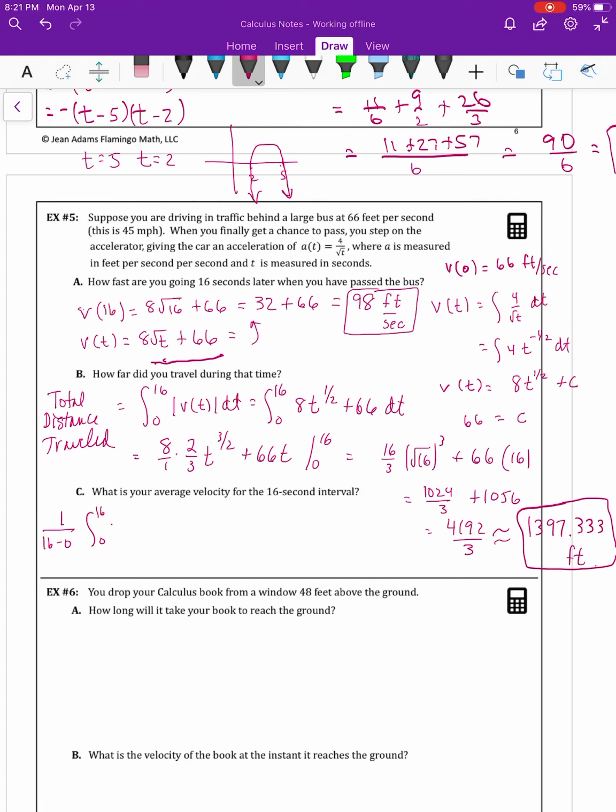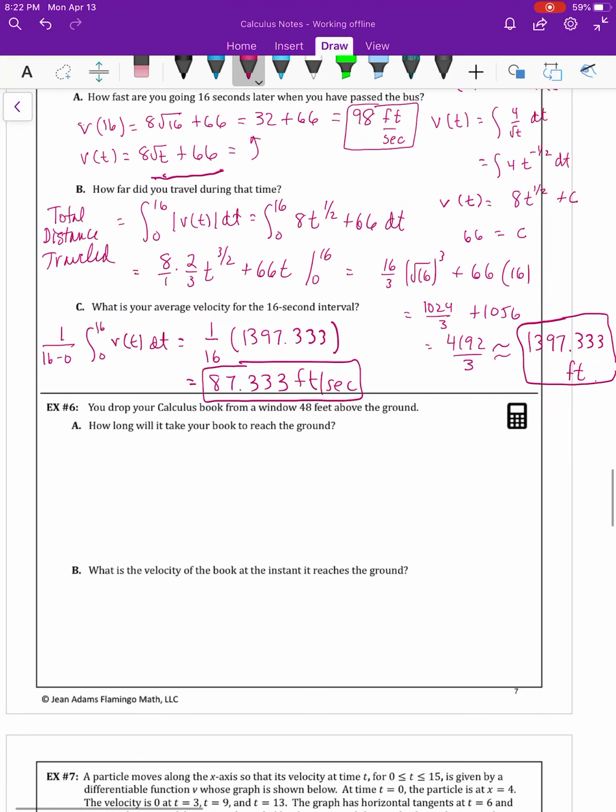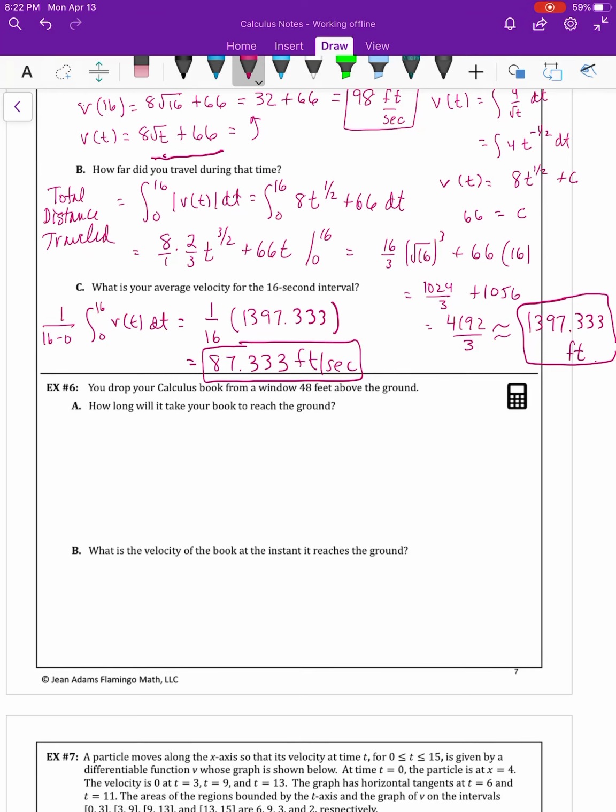What is your average velocity for the 16-second interval? Remember, average is 1 over 16 minus 0 times the integral from 0 to 16 of v of t dt. And so I'm really just looking at 1/16 times that 1,397.333. And so it's going to be about 87.333 feet per second. It's our average velocity.